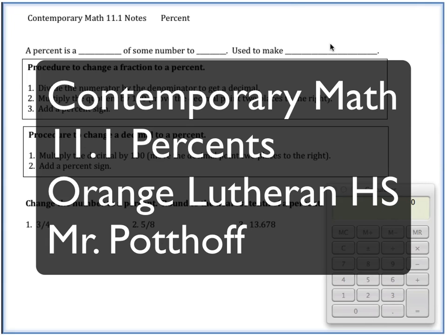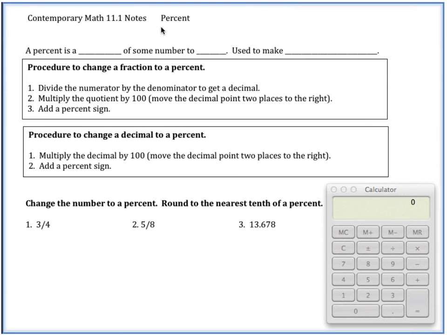Hello everyone and welcome to our contemporary math notes for section 11.1. Chapter 11 is all about consumer mathematics, but before we can do any of that, we need to learn some things about percent. And this might be a lot of review for you, so that just means it'll be easier. If not, let's figure this stuff out.